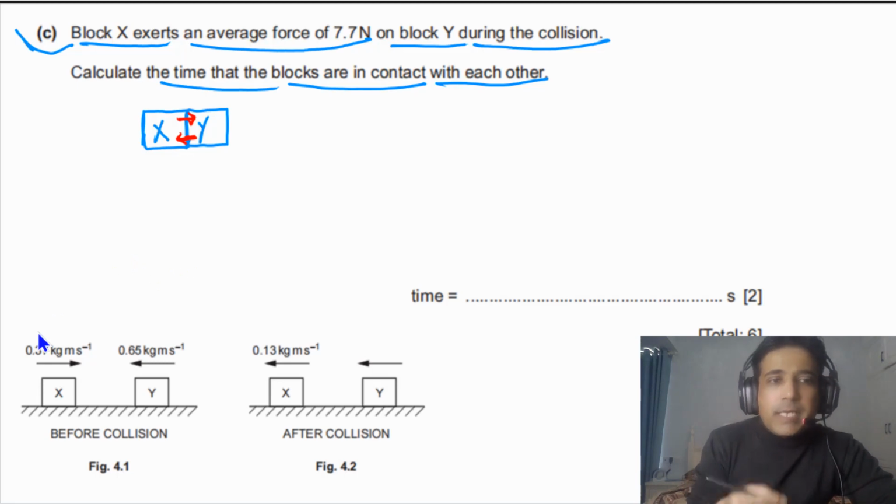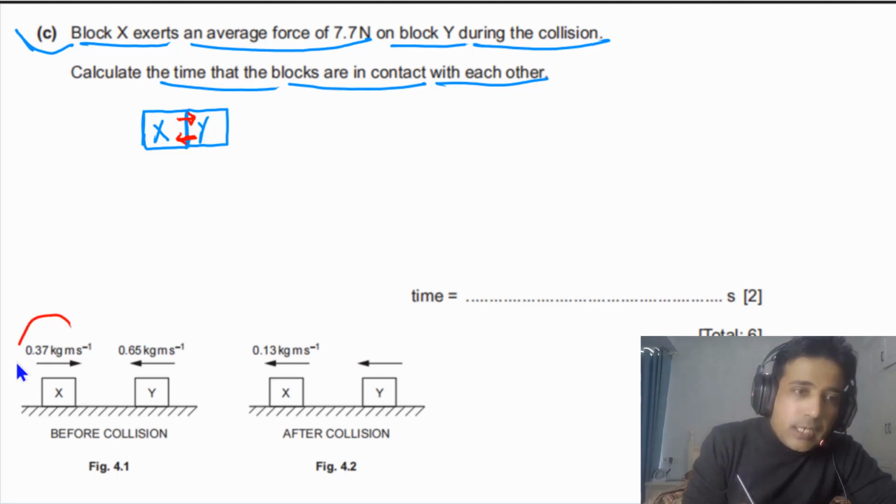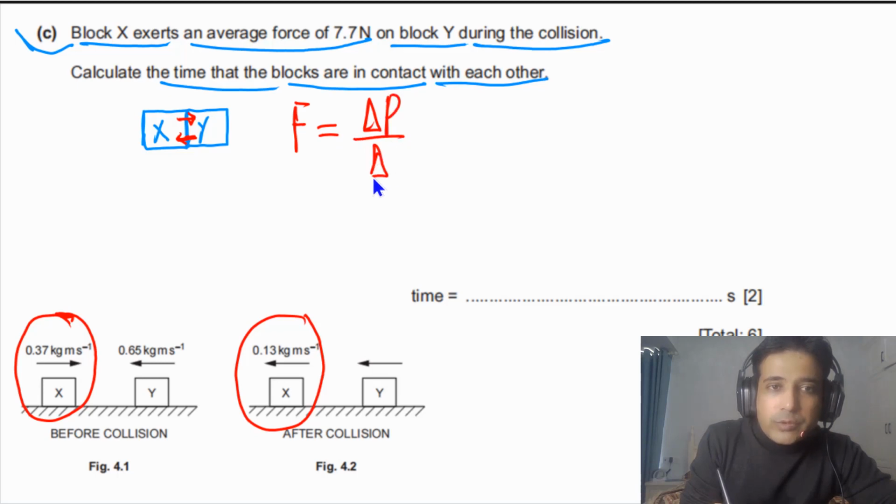So we can take any one of them. We can take block X or we can take block Y and calculate time. In this case, I'll be taking block X, so I will be looking at this block only. The net force exerted on the block, F net, is equal to delta P over delta T. The force is given to us, and it is equal to 7.7 newtons.